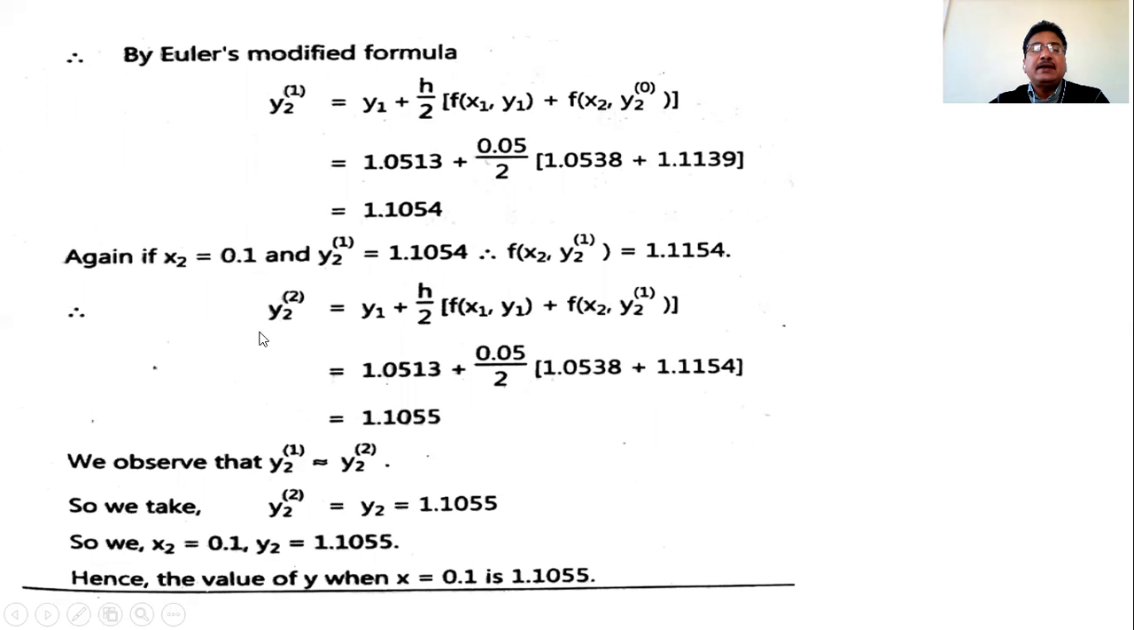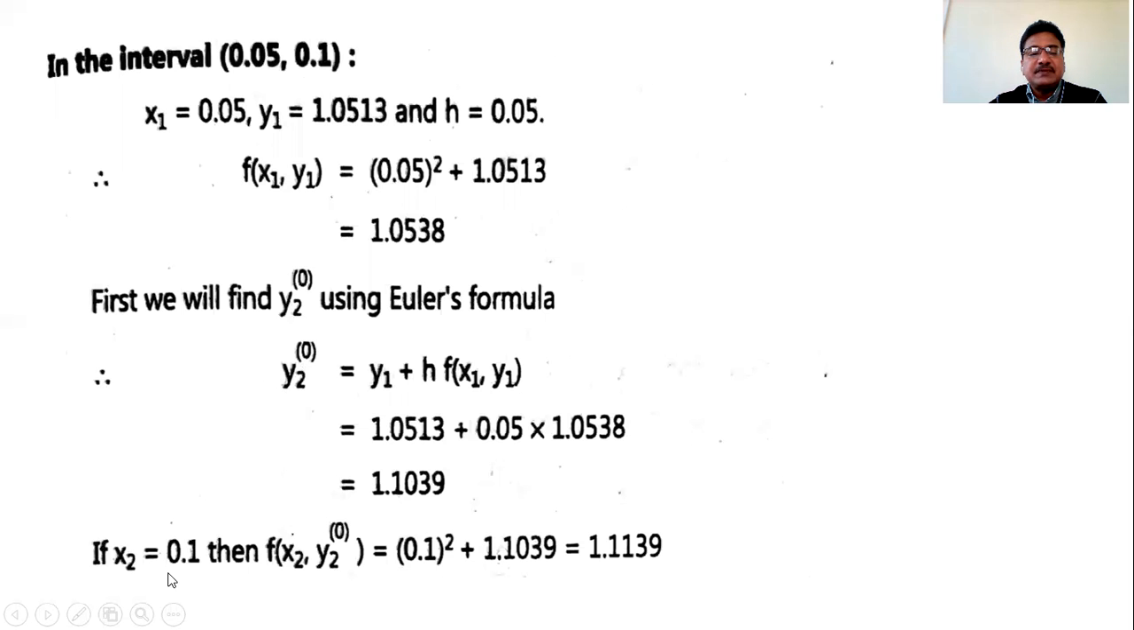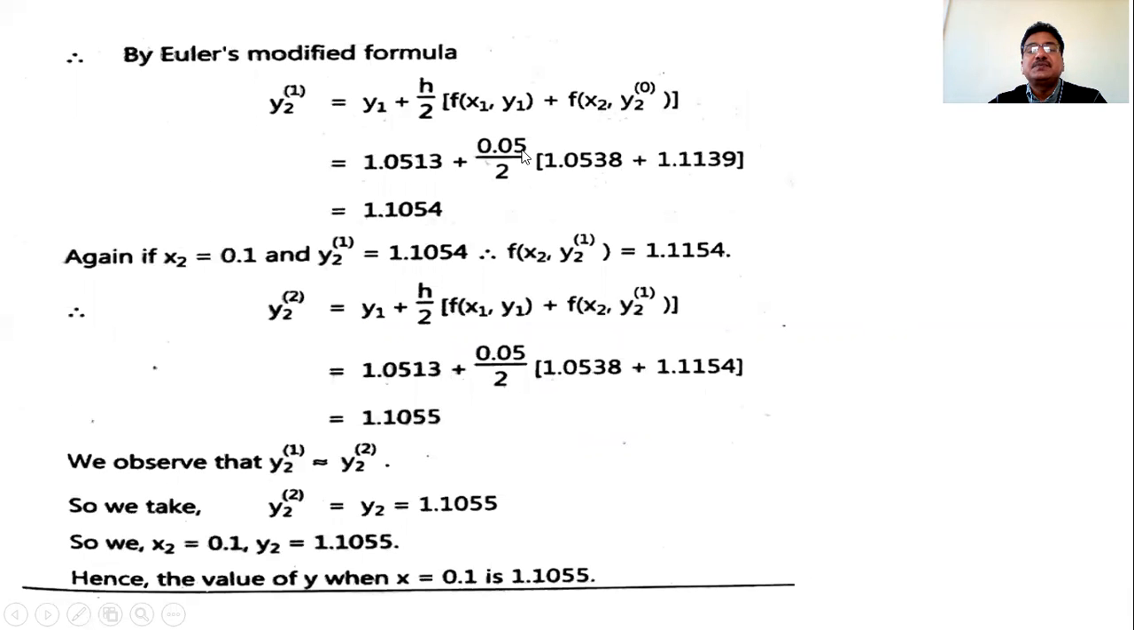Then what is y2 2? It is f of x2 y2 1. Then what is y2 3? Then it is f of x2 y2 2, and in this way. So substitute the value of y1. y1 is what? y1 is this value. This value is y1 at this place. Then h is 0.05 by 2.